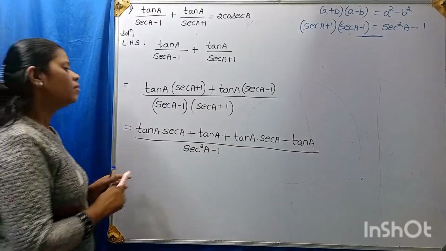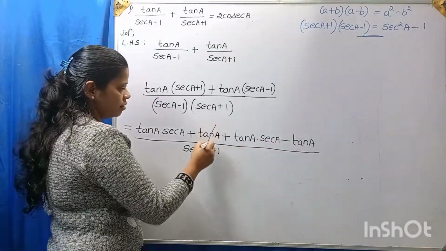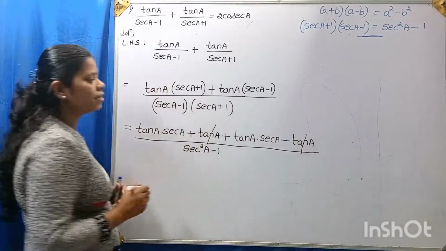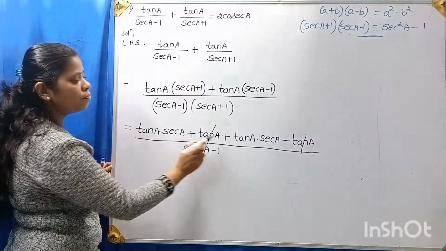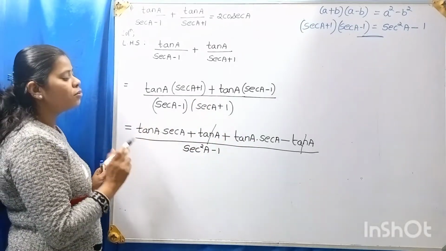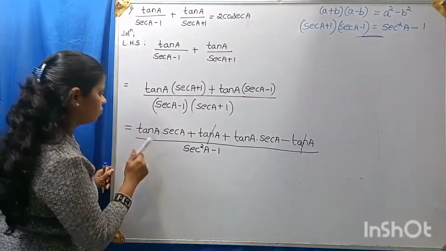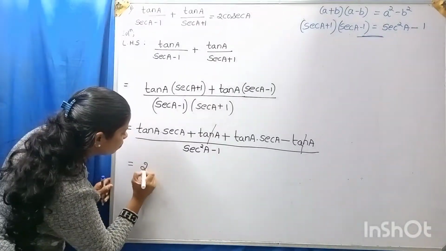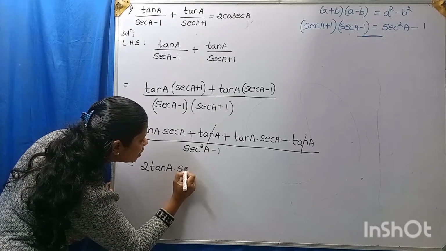Now look at this. Plus tan A minus tan A, it will get cancelled. Tan A into secant A plus tan A into secant A will become 2 tan A into secant A.